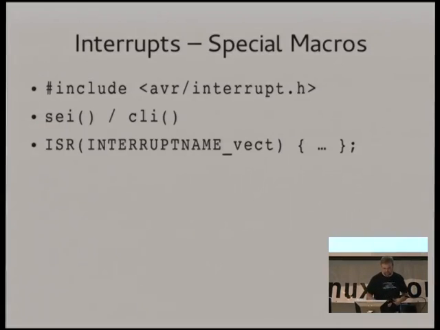The way of actually registering the interrupt is there's a macro called ISR. You put in ISR, whatever the interrupt name is, which is generally just pulled from the data sheet, underscore vect, and then you have a code block. One important thing about the code in that block is it will not be interrupted by another interrupt.